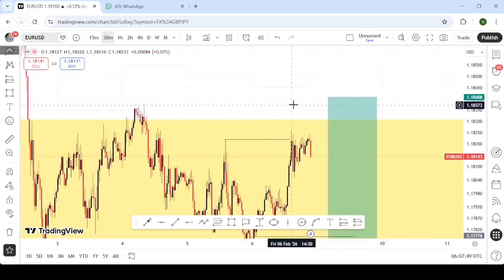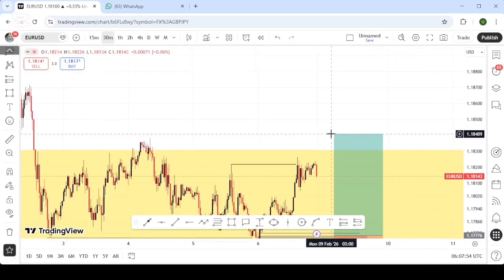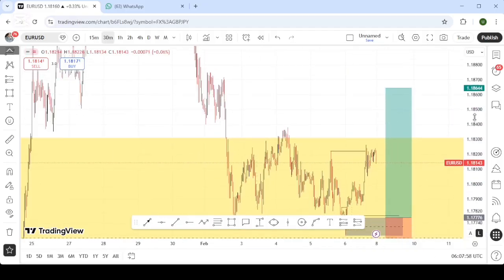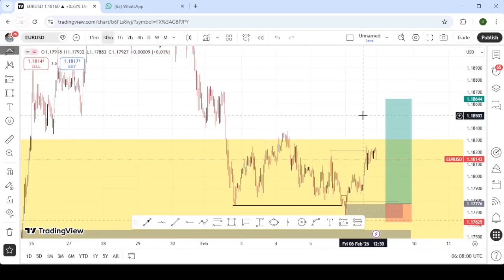What I did not mark was that daily time frame bullish POI. I said I'm going to mark on DSY, so I'm not going to mark it here. I mean, that daily time frame I said I will mark on Euro USD, I did not mark it here.